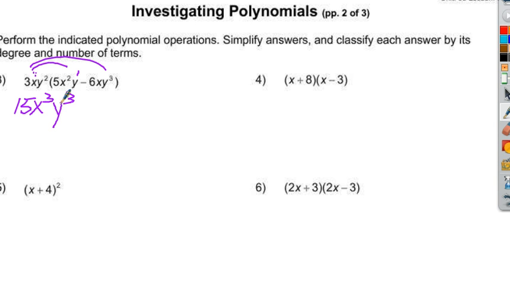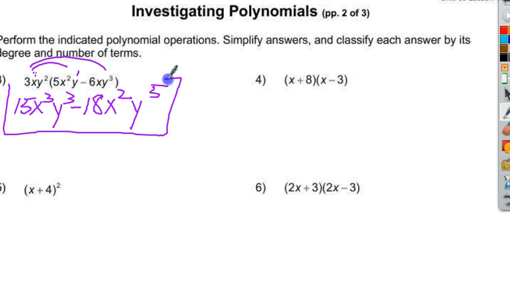Okay? All right, then we'll start over again. I'm going to multiply this by this now. 3 times negative 6 is negative 18. X times x would be 1 plus 1, so that's x squared. And then y squared times y cubed would be 2 plus 3, so that would be y to the 5th. Okay? All right, and you're done.